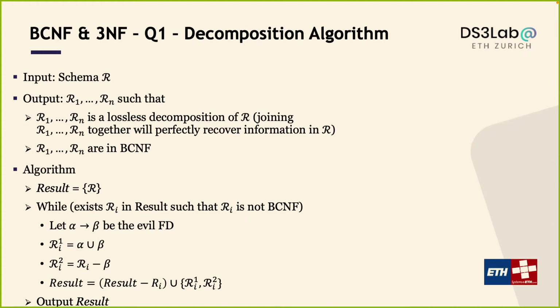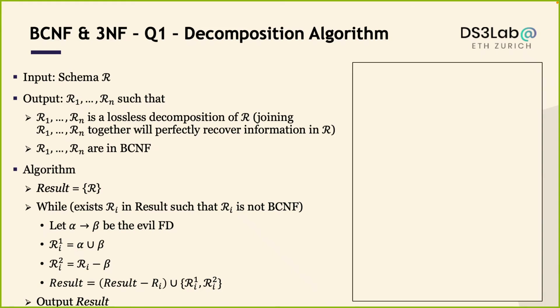Now let's try to reason about the properties of this algorithm. The first thing that we can say is that all of those smaller relations, R1 to Rn, are in BCNF when you return. That's clear, because otherwise I wouldn't return.